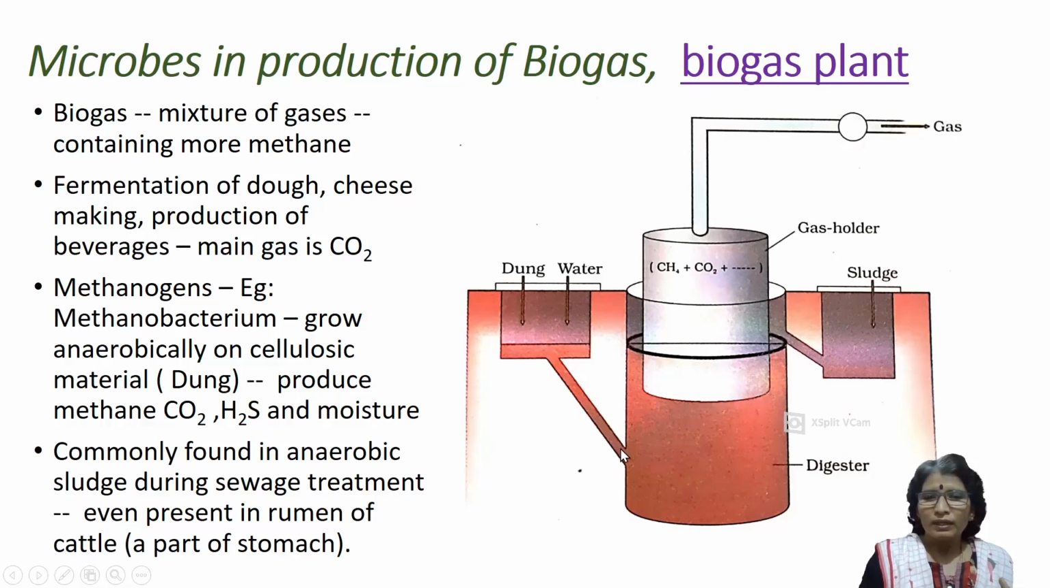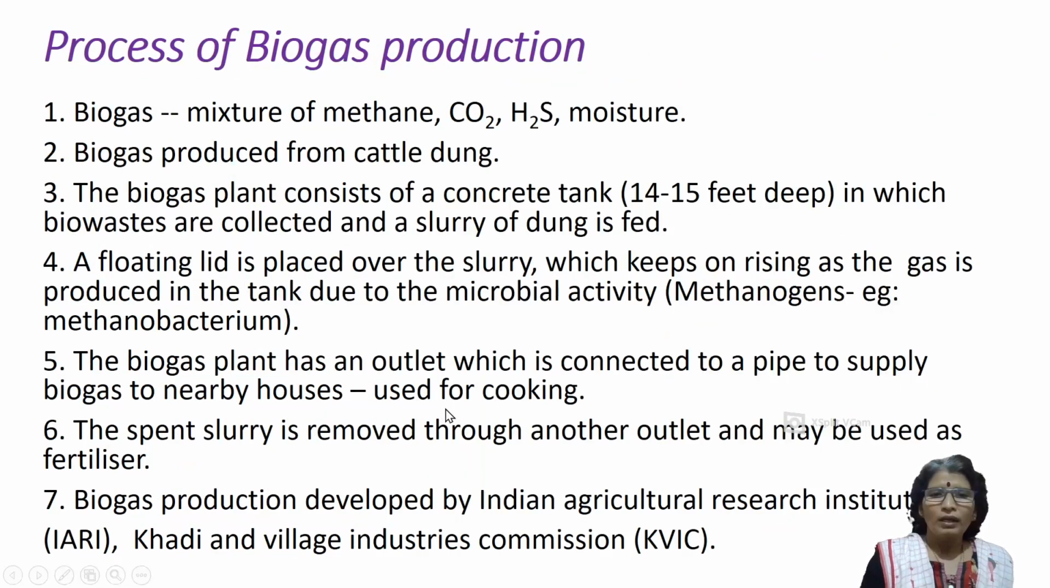The fresh slurry is generally present at the base. The completely digested slurry moves upward, passes through this pipe and enters into this sludge chamber. We can remove this sludge and use it as a fertilizer for crop production. Generally these biogas plants are constructed in village areas, because dung is mostly available there. The biogas plants were developed by the Indian Agricultural Research Institute and the Khadi and Village Industries Commission.